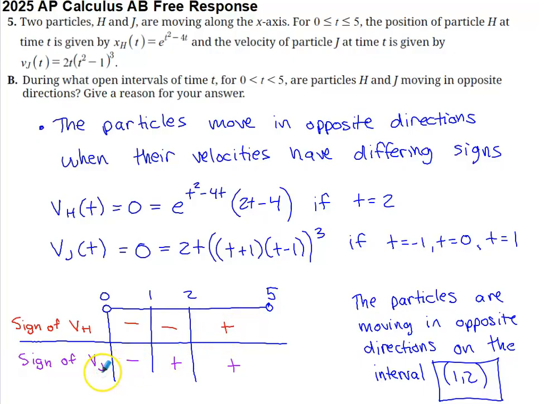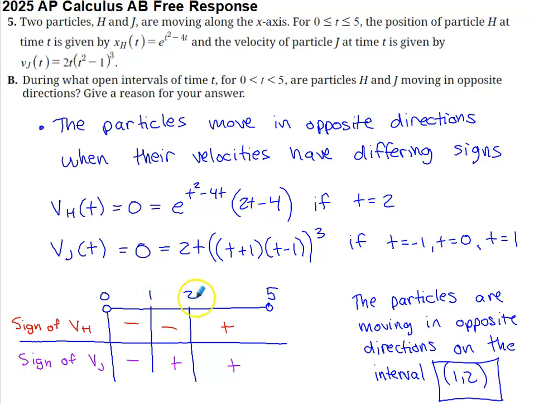Now for particle j, if I pick a value between 0 and 1, like 1/2, putting 1/2 here makes this positive, putting 1/2 here makes this positive, and then putting 1/2 here makes this negative. Negative times a positive is a negative, negative cubed is a negative, negative times a positive, negative velocity for particle j between 0 and 1.